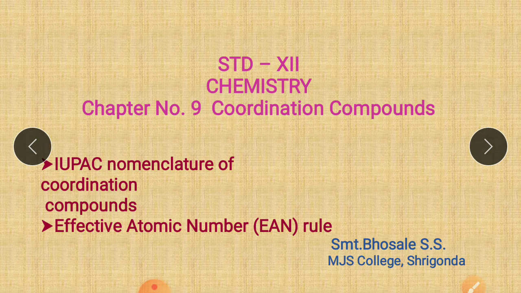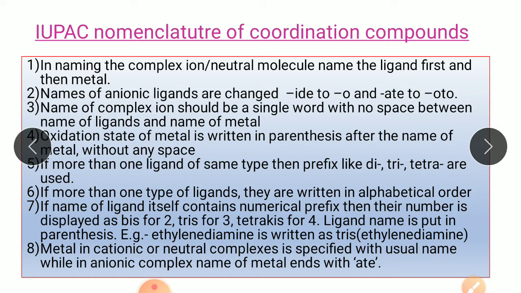This is the third lecture, and in this lecture we will be covering the topics IUPAC nomenclature of coordination compounds and effective atomic number rule, that is EAN rule. So let's begin. The first topic is the IUPAC nomenclature of coordination compounds. Let's see the rules which are used for naming the coordination compounds.